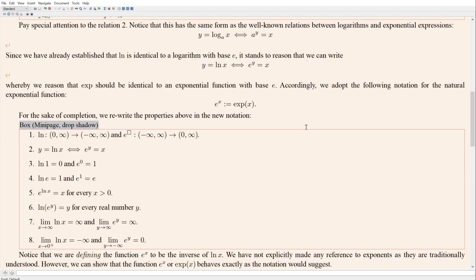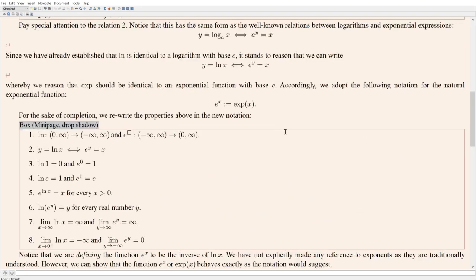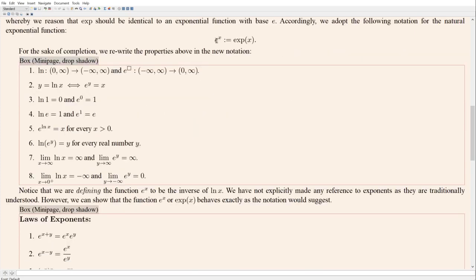And to be completely technical about it, again, we have not made any reference to the traditional idea of exponents that you learned in elementary school. This is all derived from a calculus-based discussion of antiderivatives. But as it happens, this function exp, which is defined as being the inverse of this guy, behaves exactly as we would expect an exponential function to behave. So it makes perfect sense to denote it using the notation of exponents, namely an exponent with base e. But technically speaking, this is just notation.